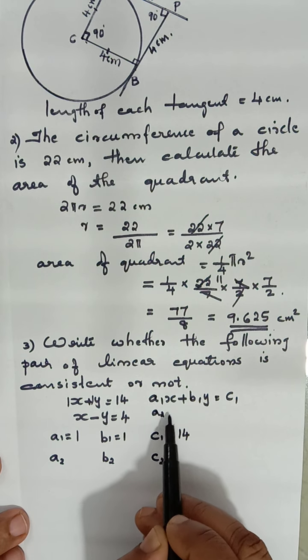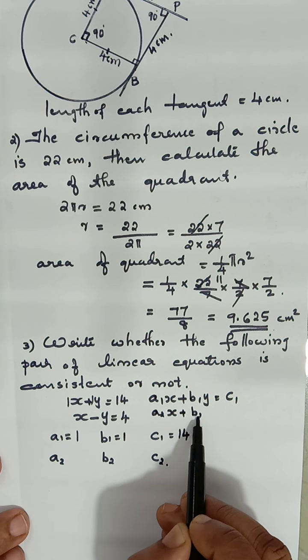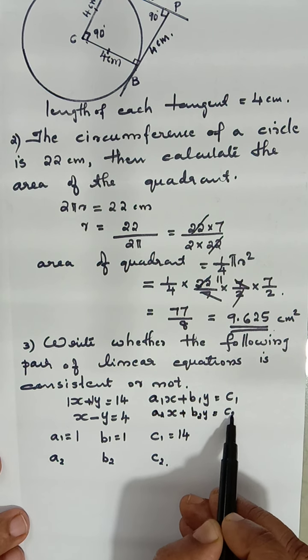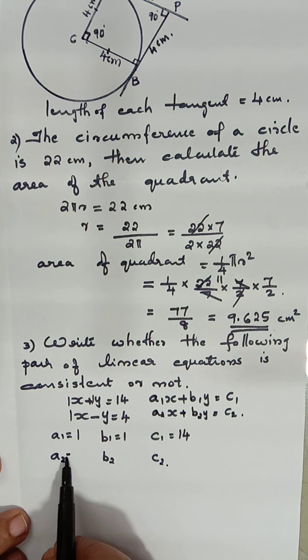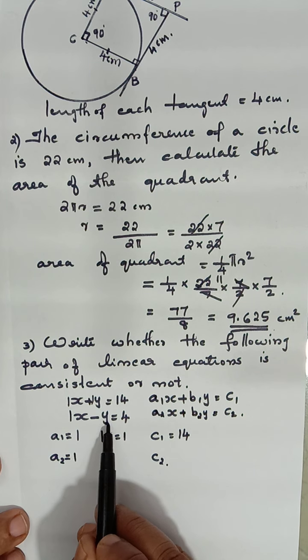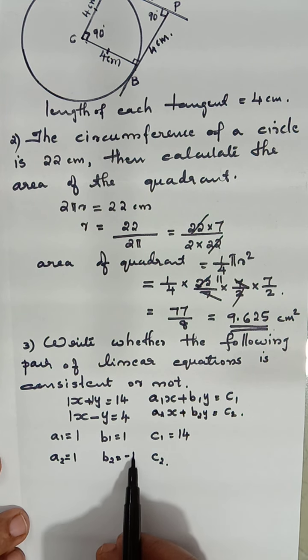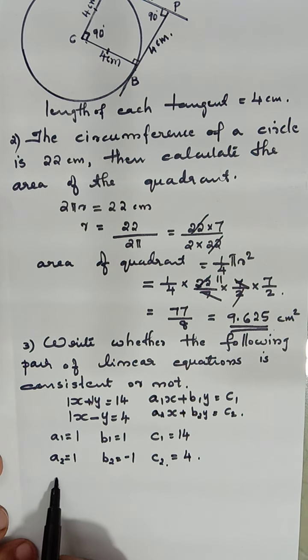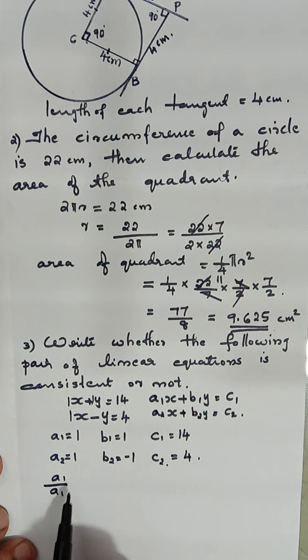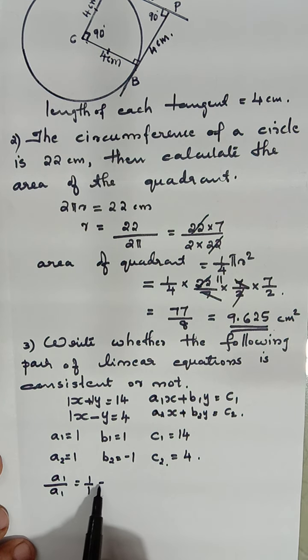a2x plus b2y equal to c2. Here a2x is 1x, so a2 is 1. b2y is negative 1, and c2 is equal to 4. So the condition is a1 by a2. We get it as 1 by 1, that's equal to 1.